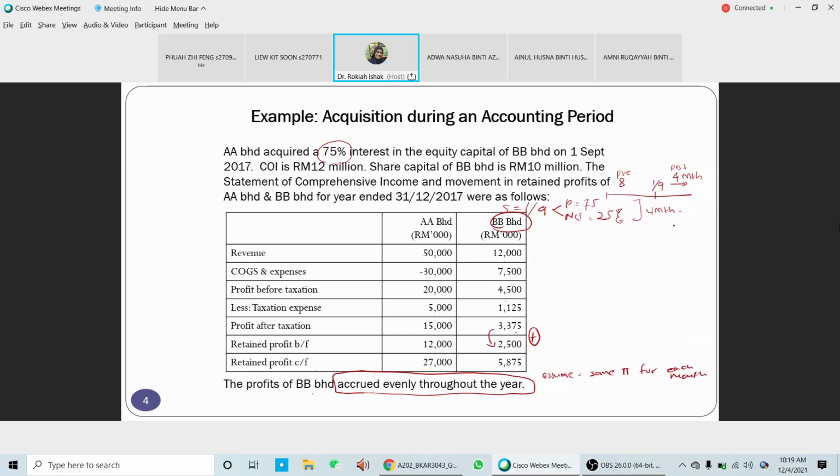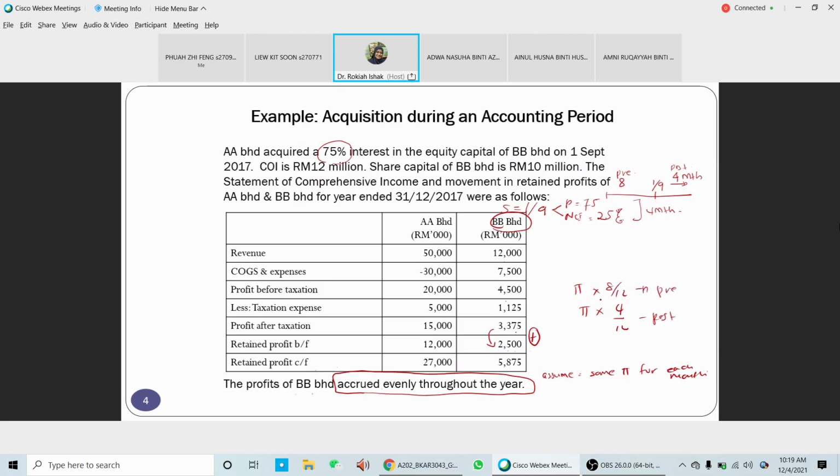So that's why when we want to calculate the profit here, we're going to multiply by the portions. For the post acquisition here, it's 4 over 12, and for the pre acquisition here, it's 8 over 12.